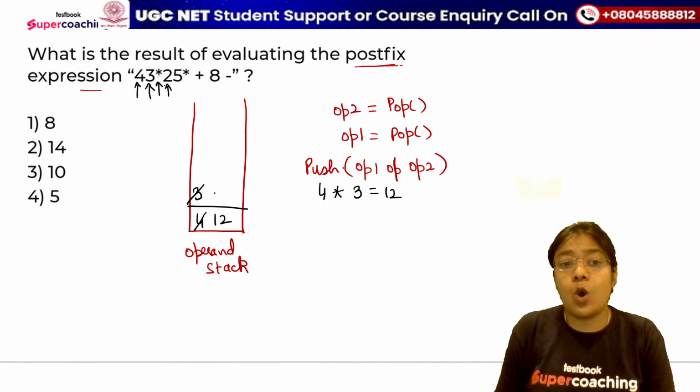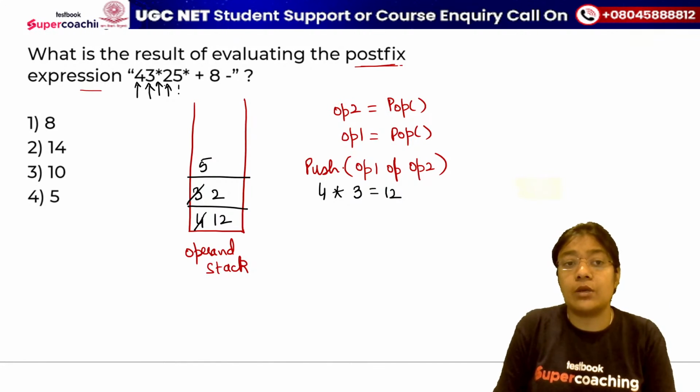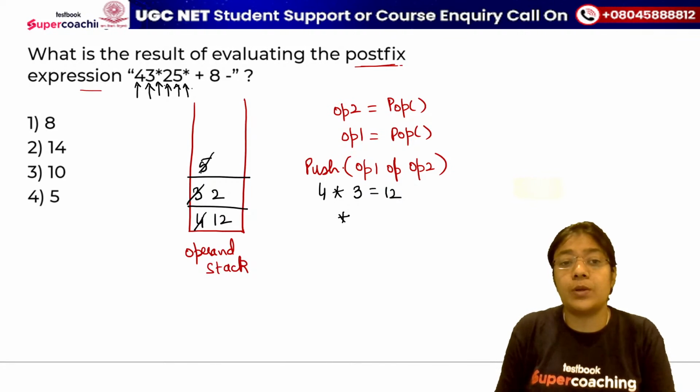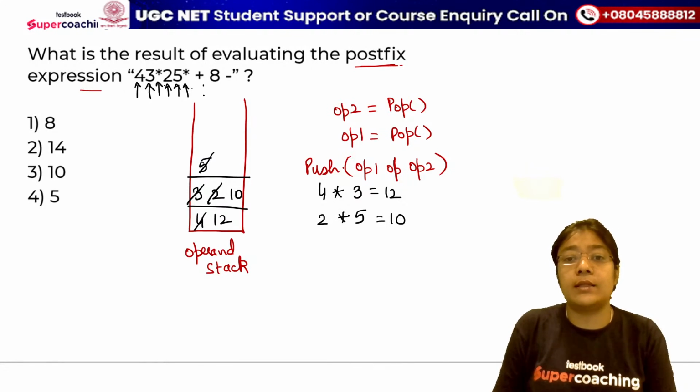Next character is the operand. Next character is the operand. And then multiplication. Again, we need to perform two pop operations. Top element is the operand 2. Next element is the operand 1. 2 into 5 is 10. So 10 will be pushed back in the stack. Then is plus.